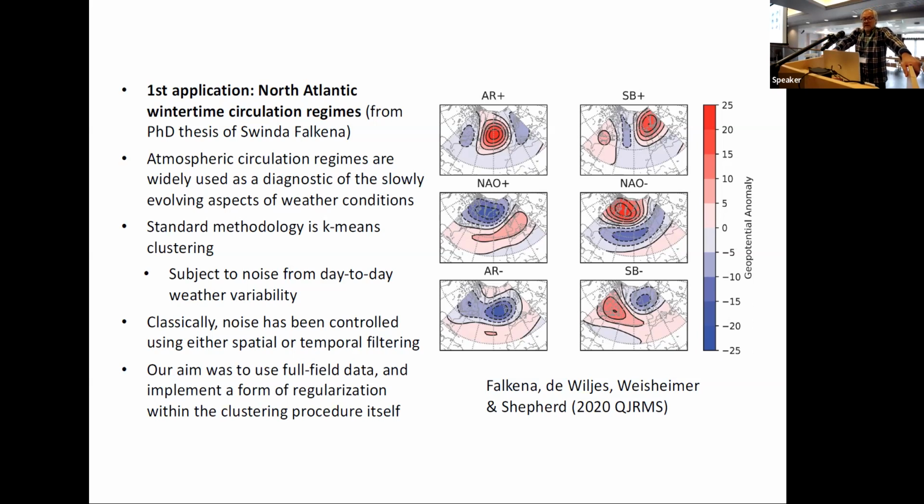So you may know that this is to do with North Atlantic wintertime circulation regimes. You may know that the circulation regimes, these are shown in terms of the 500 hectopascal geopotential height anomaly. They're widely used as a diagnostic of the slowly evolving aspects of weather conditions.